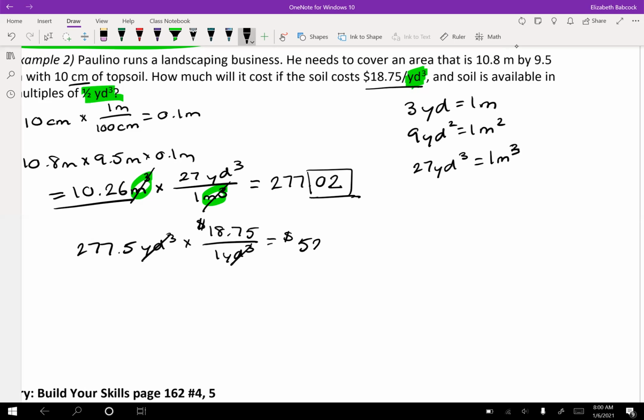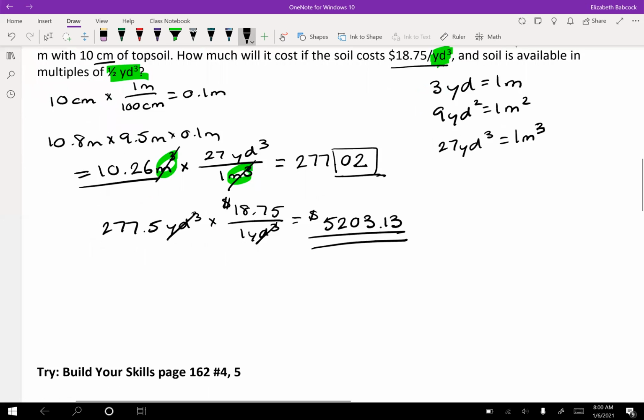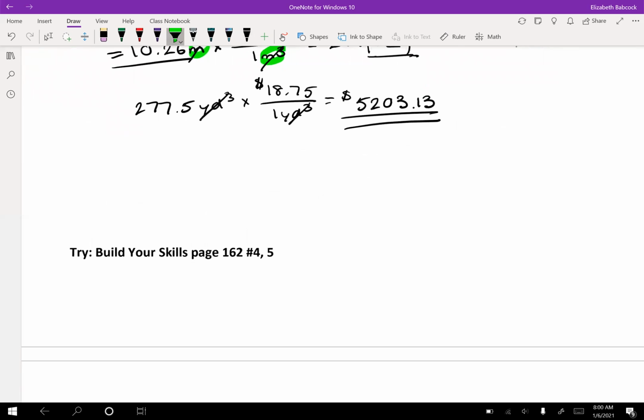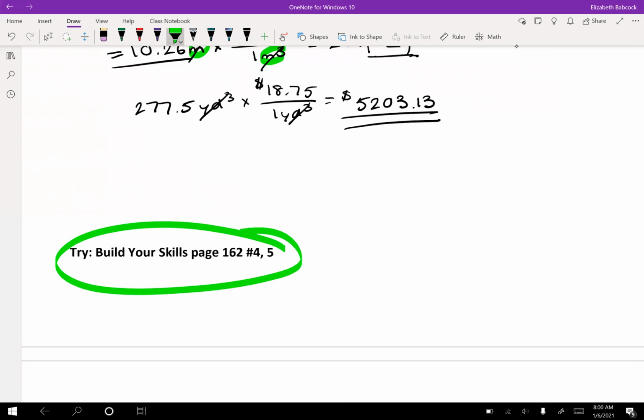We get $5,203.13. Okay, next you can try your Build Your Skills numbers 4 and 5 on page 162.